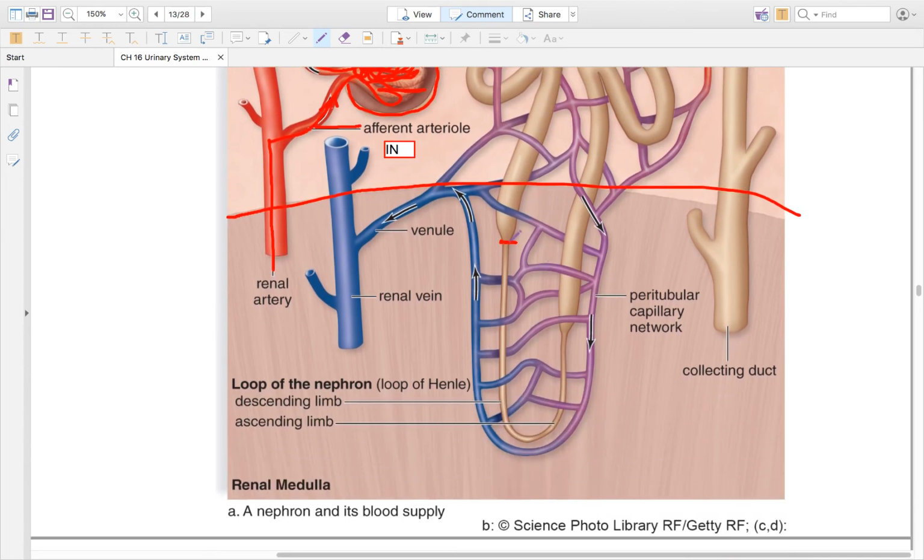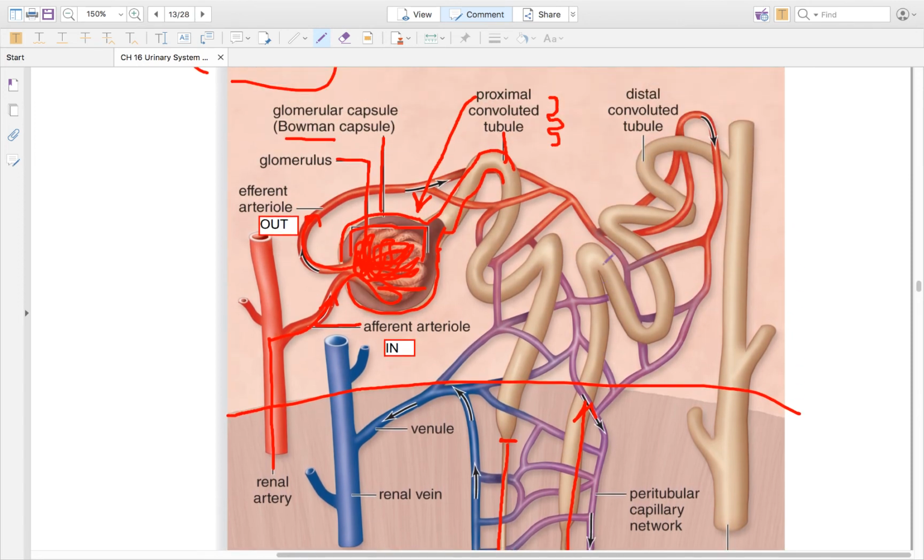And then I'm going to trace this loop. See that loop that dips down and comes back around? That is called the loop of Henle. Okay, the loop of Henle has two parts. The descending limb. Okay, descending means down. And then the other side of it, which is the ascending limb. Okay, and what comes next?